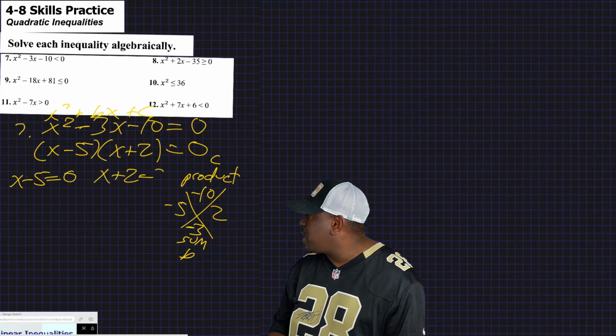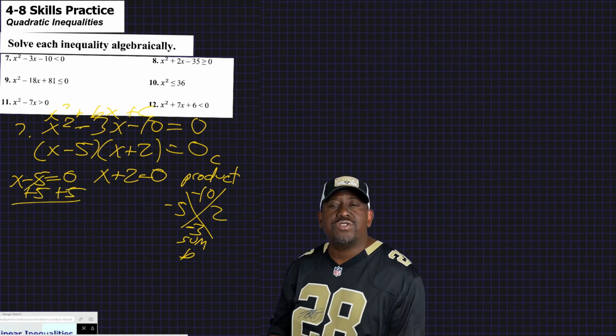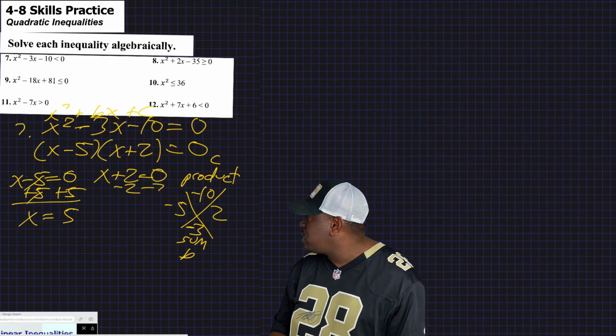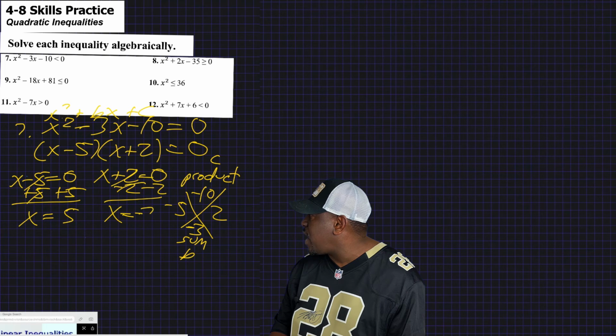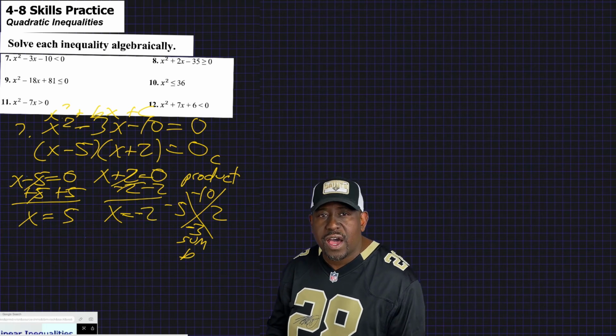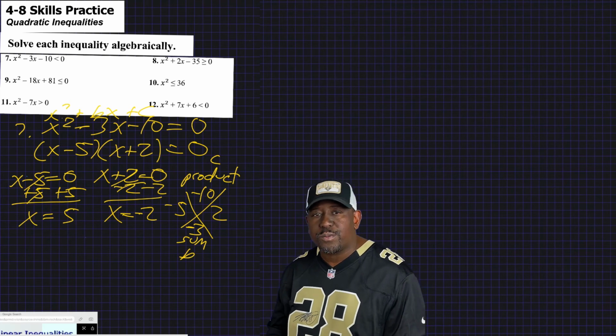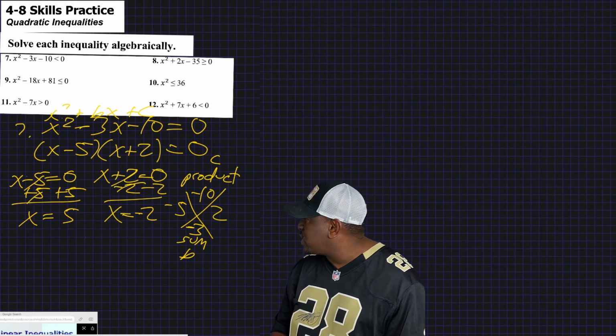That will give us the binomials of x minus 5 times x plus 2 equals 0. Using the zero product property, we set each of the binomials equal to 0 and solve for x. In the first equation, x is going to equal 5 because you have to add 5 on both sides to get rid of -5. Second equation, you subtract 2 from both sides, x is equal to -2.